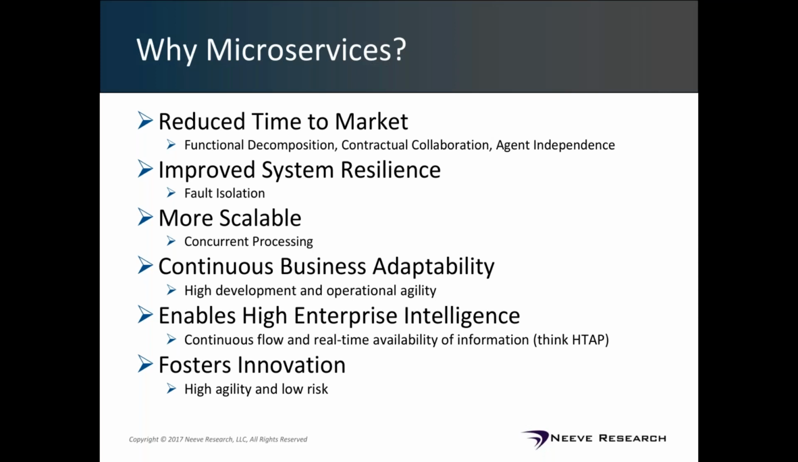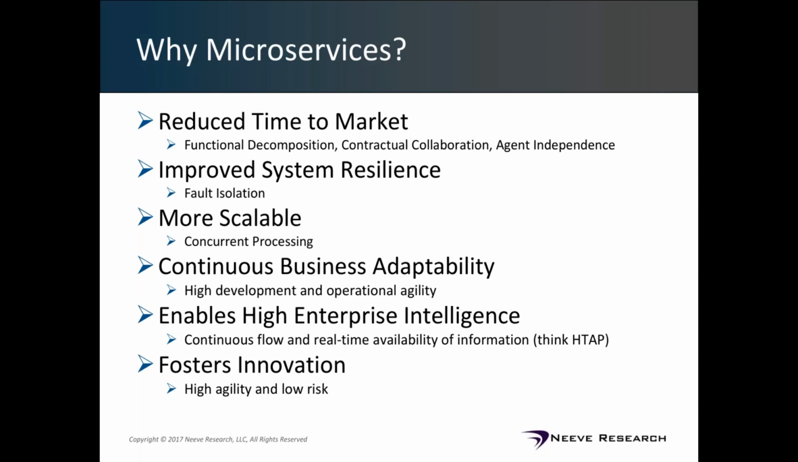The question is why microservices? These things don't come without their own set of challenges, which we will address in just a minute. But effectively, microservices is addressing a need that has reached a sort of critical mass in the market. It is essentially around agility, speed, and intelligence. So why microservices? One, it allows for a reduced time to market through functional decomposition, through having isolated agent independence.